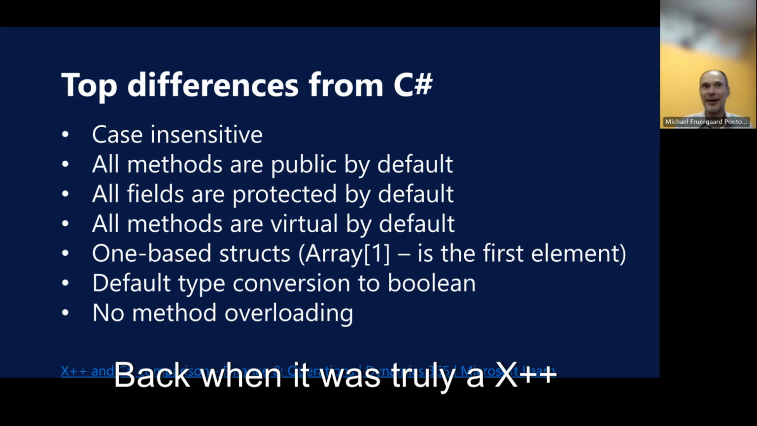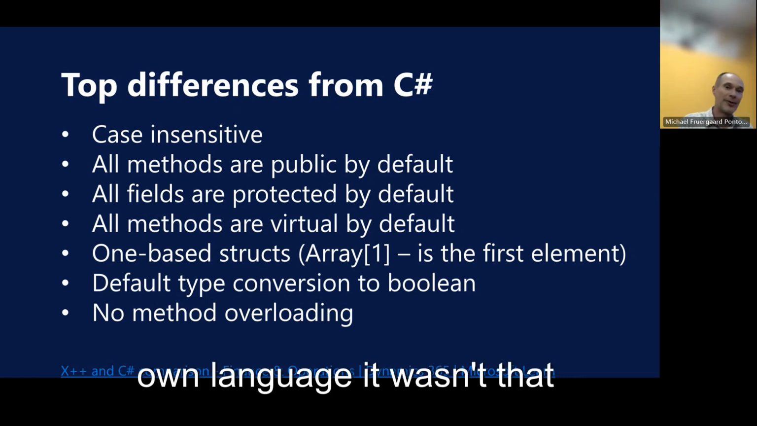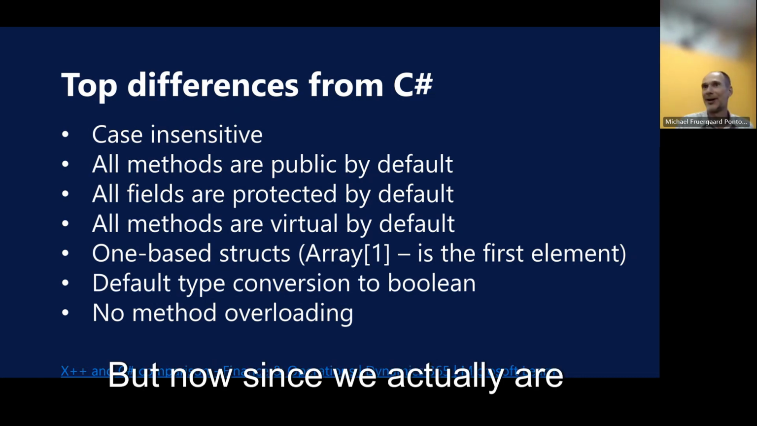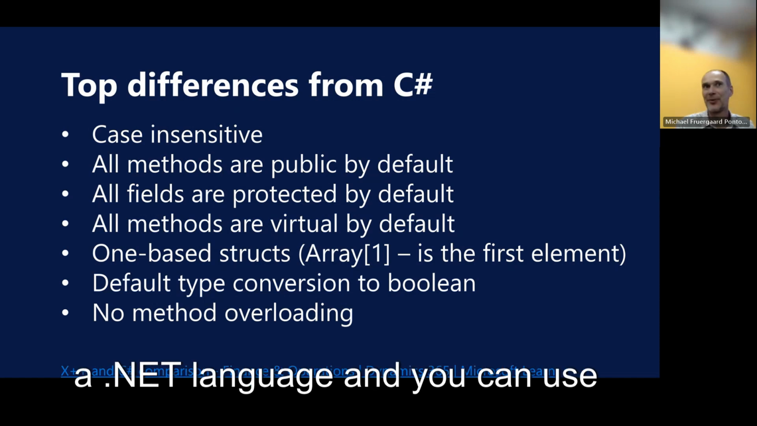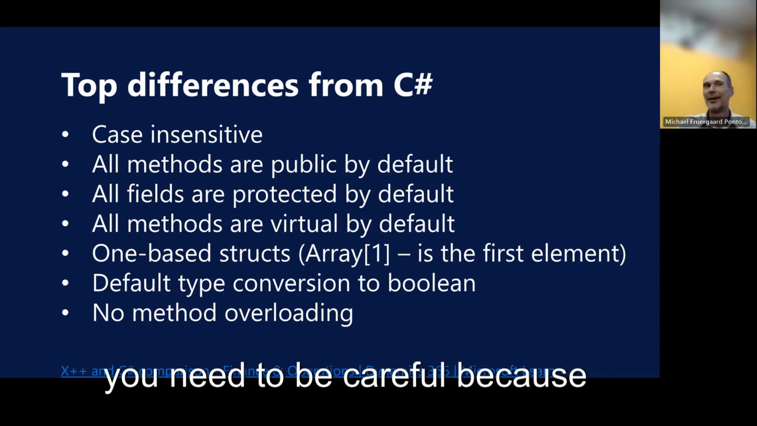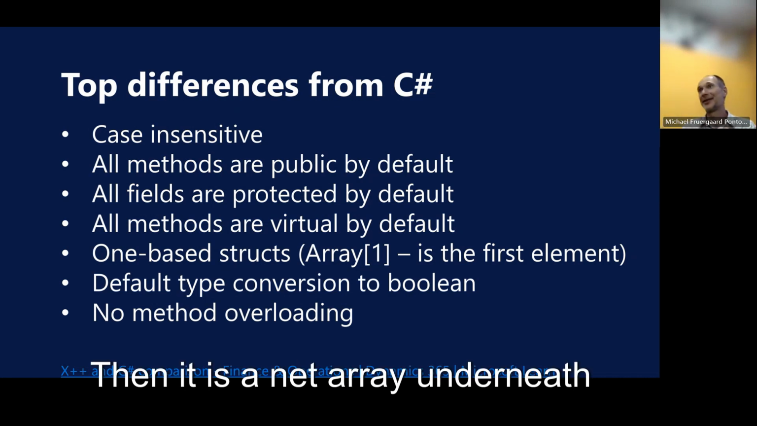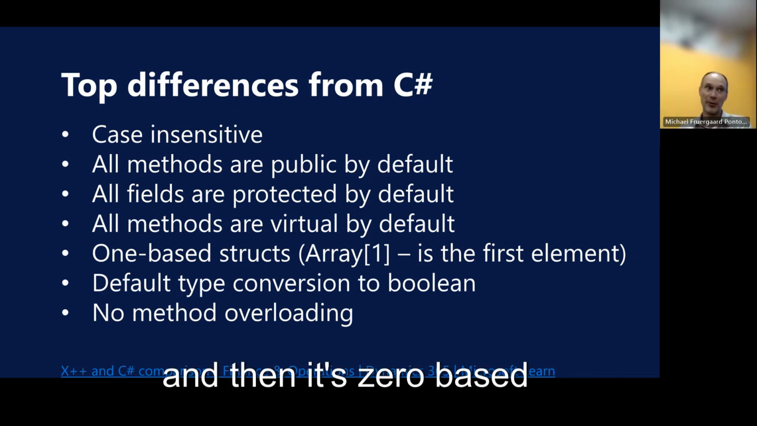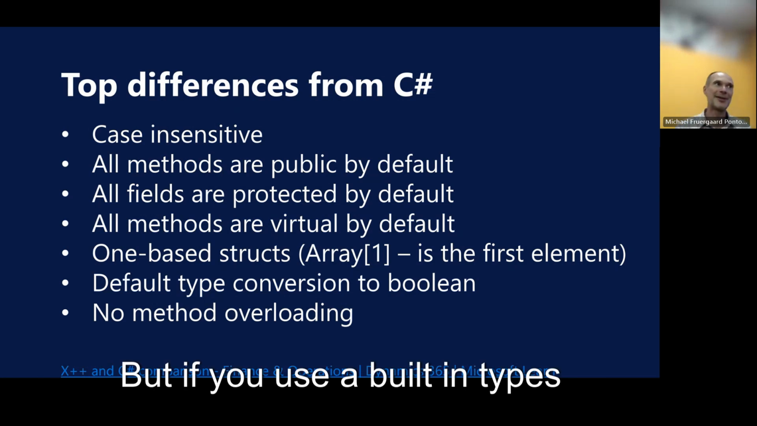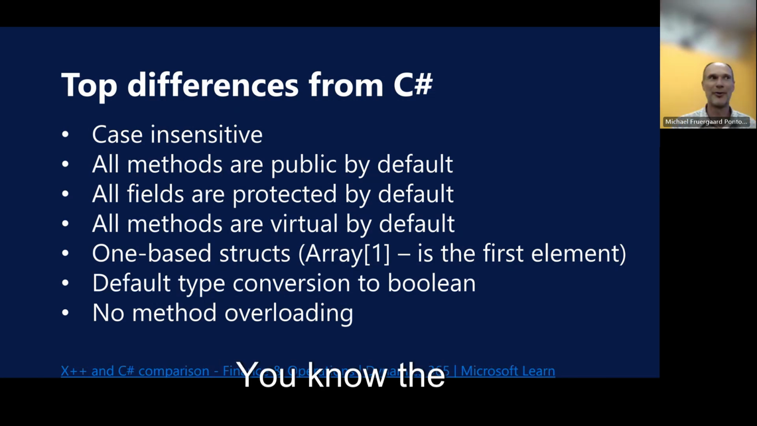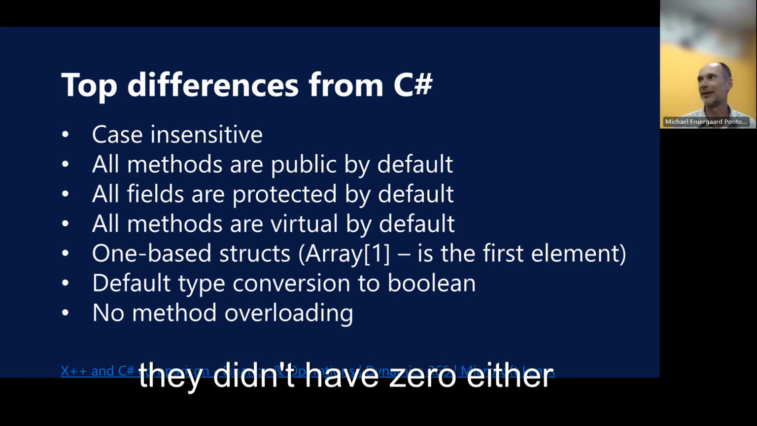Back when it was truly an X++ own language, it wasn't that big of a deal. But now, since we actually are a .NET language and you can use all the .NET APIs, you need to be careful, because if you write System.Object array, then it is a .NET array underneath, and then it's zero-based. But if you use the built-in types in X++, it's one-based. You know, the Roman numbers, they didn't have zero either, right?